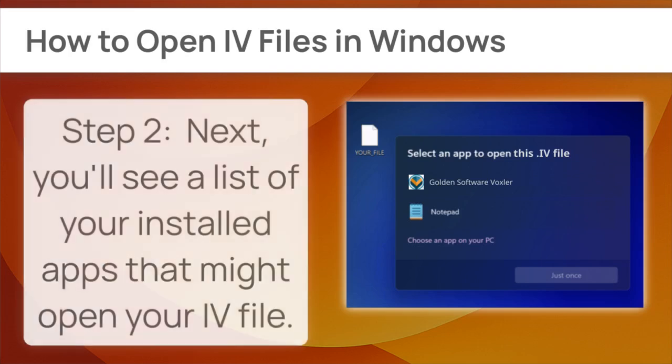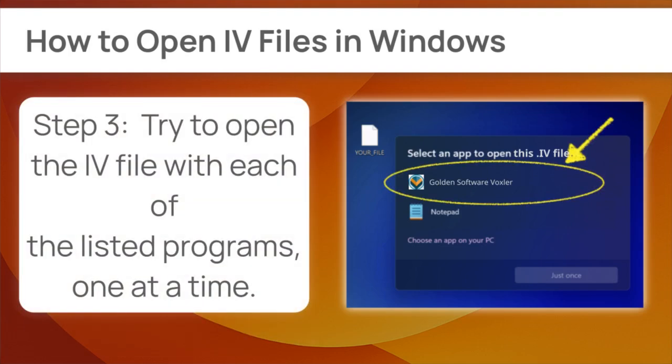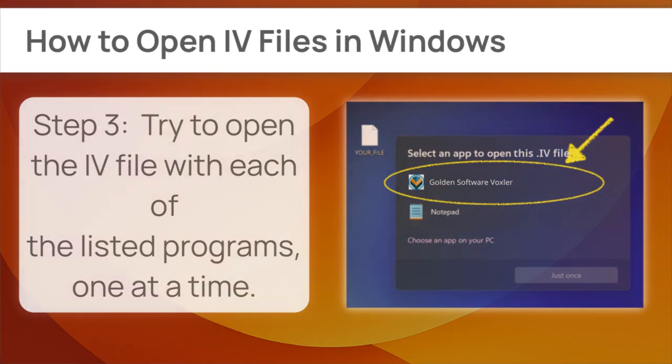Right-click your IV file and select Open With. If Golden Software Voxler is installed, test that now. If not, choose another program. We must verify every application.